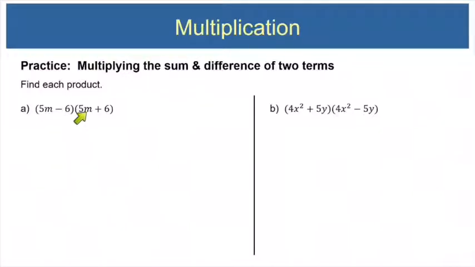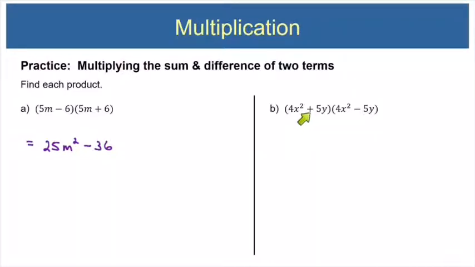So first times first is going to be 5m times 5m, that is 25m squared. Outer and inner add up to zero, and then last times last is minus 36, because negative 6 times positive 6 is minus 36. Okay, look at part B.